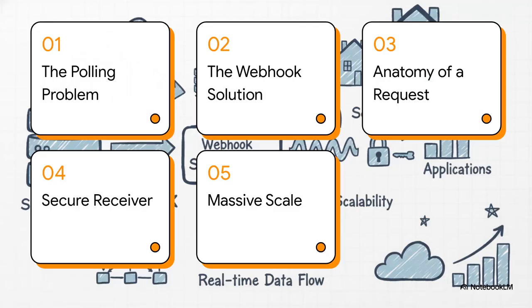Here is our roadmap for the explainer today. We'll start with a polling problem, move to the webhook solution, dissect the anatomy of a request, talk about building a secure receiver, and finally, look at designing for massive scale.